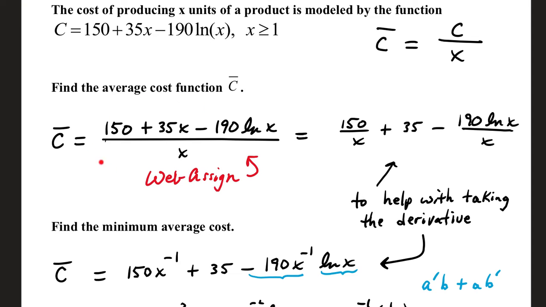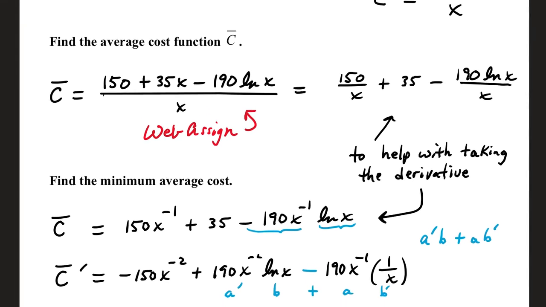WebAssign is totally fine taking this one big fraction. That's your average cost function, and actually, that's the one I would stick with. It'd be C over x. To the right, the reason I broke this up is because on the next part of your problem, you're asked to find the minimum average cost.